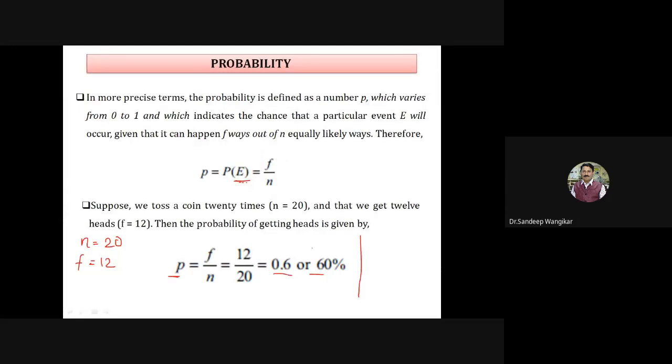Again, I will take the same example. Suppose a coin is tossed, N is 20 times. Now I am getting tail 14 times. So F is equal to 14. What is the probability? F by N, 14 divided by 20, it is 0.7, or I can say 70% chances are there.